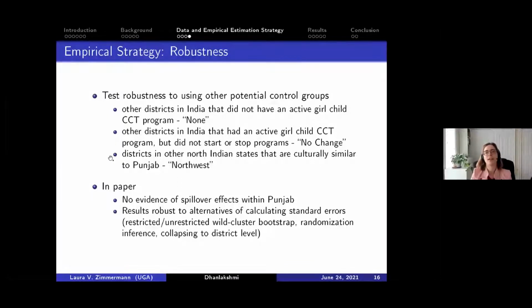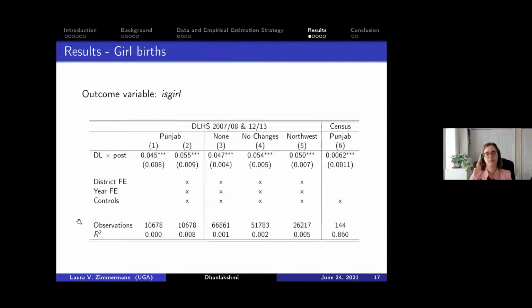And then we might actually want to zoom in on culturally similar areas, also in the northwest region of India that, as you saw on the map, has a bigger son preference issue, by taking districts only from other North Indian states in that region, and that will be our northwest specification. I'm not going to show you the results here today, but our results are also robust to using various alternatives to calculate standard errors, including wild cluster bootstrap, randomization inference, or actually collapsing down to the district level.